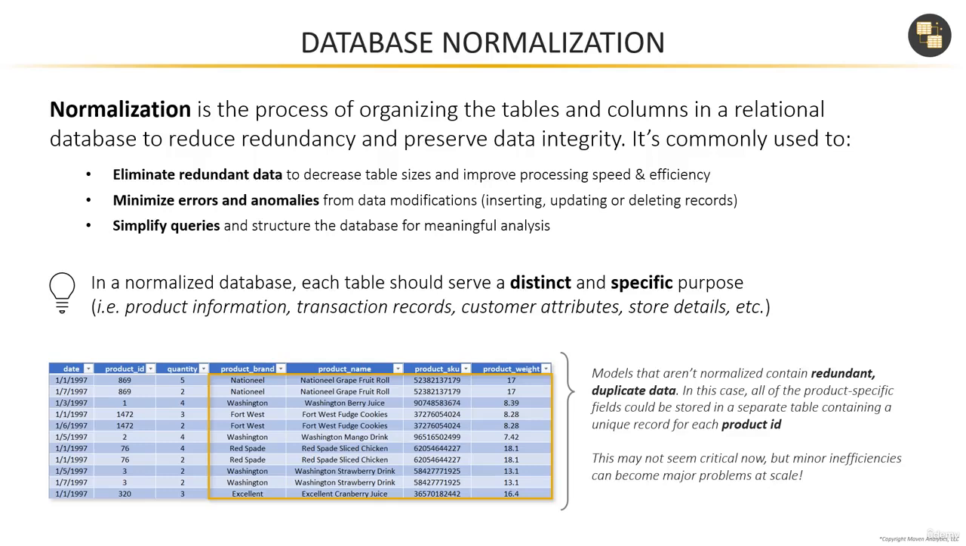And the way that we would solve a problem like this is to normalize the data, right? We'd take all those product-specific attributes, brand, name, SKU, and weight, and we would store those in its own separate table containing one row or one unique record for each product ID. That would essentially transform this one table into two tables that each serve one purpose.